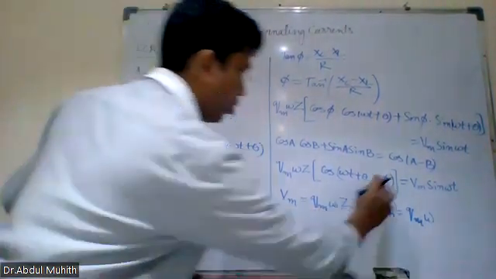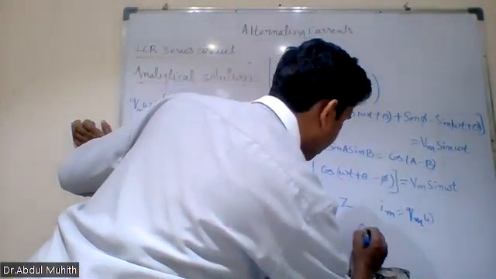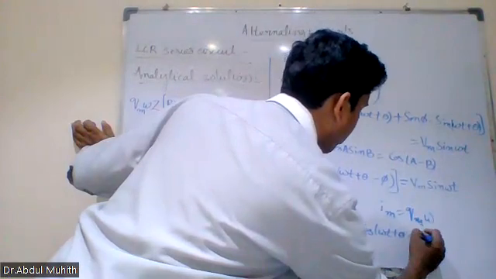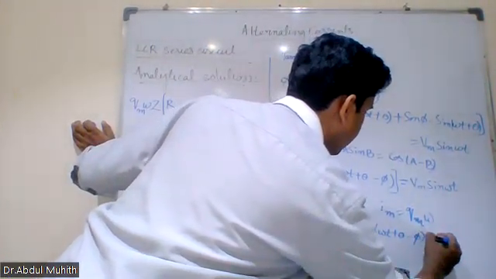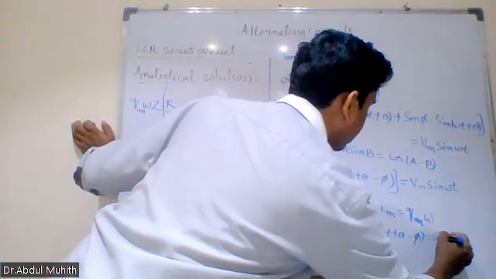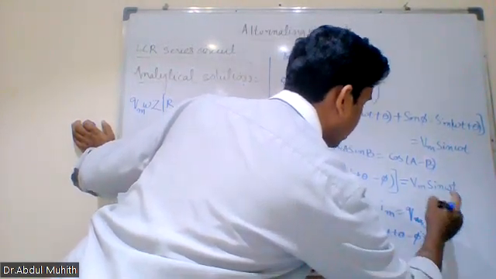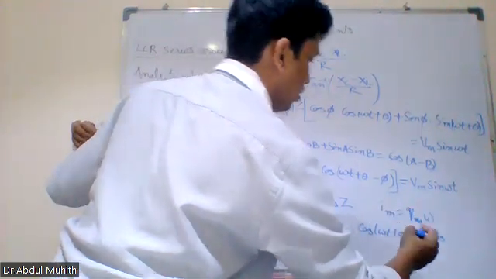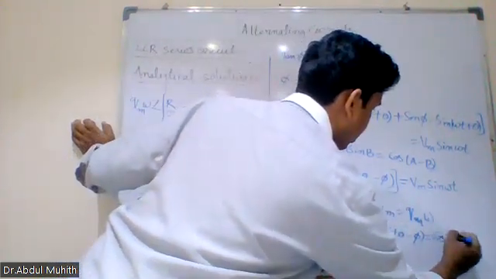So I can compare still. Sine of omega t plus theta minus phi is equal to what? Minus phi is equal to sine. That again becomes cos omega t, cos of 90 minus theta is sine theta.